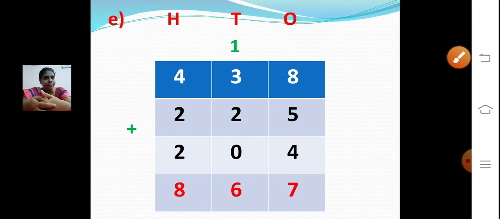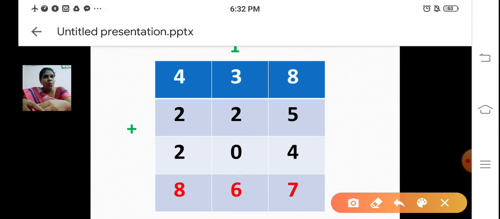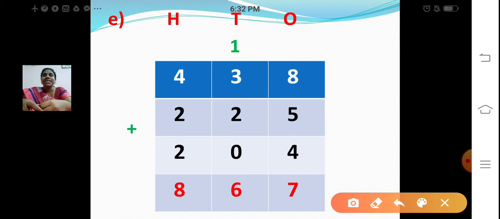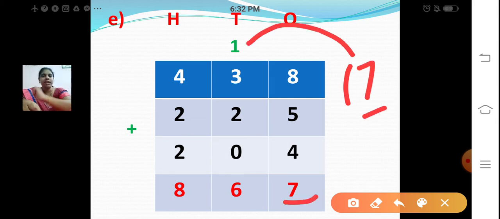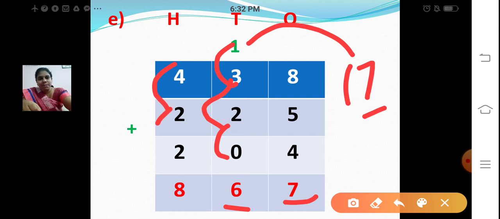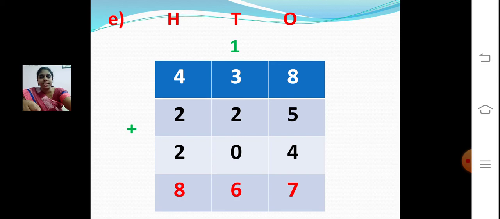867. When you add the three numbers, 438 plus 225 plus 204, my answer is 867. First we have to add the ones place, right? 8 plus 5, 13. 13 plus 4, 17. So 17 ones. So 7 I'm writing it here. 1 I'm carrying over to the next place. Now let's add the tens place. 1 plus 3, 4. 4 plus 2, 6. 6 plus 0, 6. Very good. Next move on to the hundreds place. 4 plus 2, 6. 6 plus 2, 8. So my answer is 867.